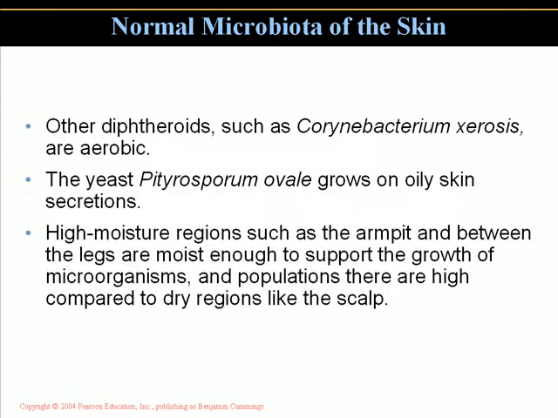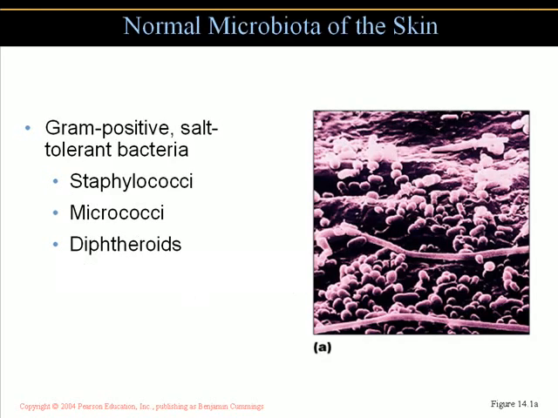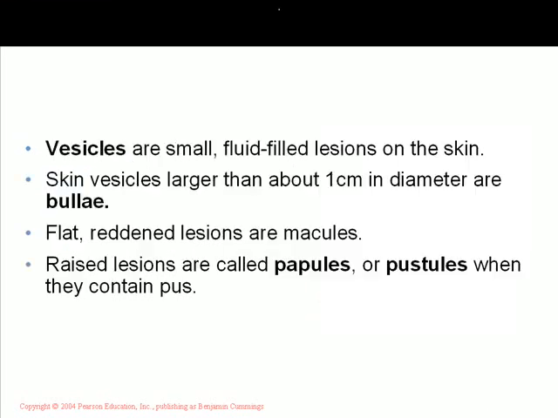High moisture regions, such as the armpits and between the legs, are moist enough to support the growth of microorganisms, and populations are high as compared to dry regions of the head, such as the scalp. Again, as a review, gram-positive, salt-tolerant bacteria exist on the skin: Staphylococcus, Micrococcus, and diphtheroids. Now, diphtheroids, again, are rod-shaped organisms.